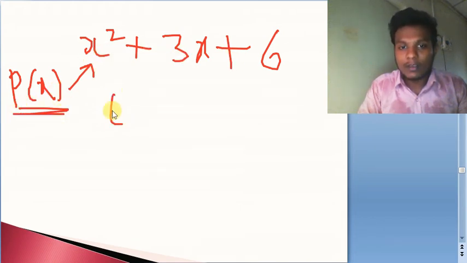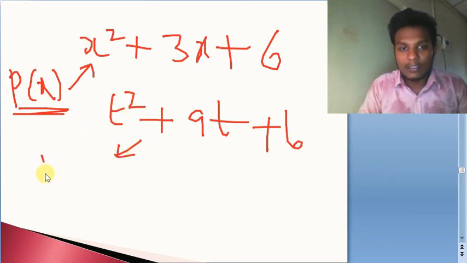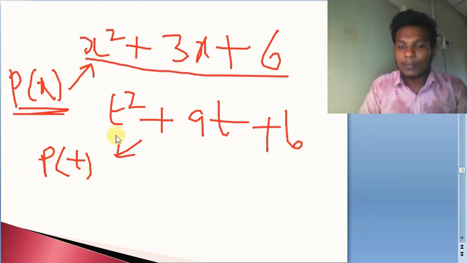Suppose it is t square plus 9t plus 6. How will you write it? What is the variable involved here? t. So we will write it as p of t or f of t, whatever it is. But generally in case of polynomials we use the letter p of x. That means only the variable x will be there. In p of t, only the variable t will be there. Suppose it is p of x, y. As you are guessing, it is right.